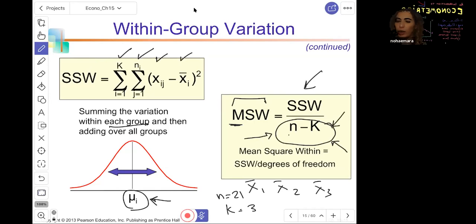And as you might expect, if the sample is huge, like if I have 1,000 people, it really doesn't matter whether it's 1,000 or 1,000 minus 3, right? It doesn't make a big difference. If you divide SSW by 1,000 versus if you divide SSW by 997, it doesn't make a big difference, right? But you would definitely need to adjust for degrees of freedom if you're working with a small sample size.